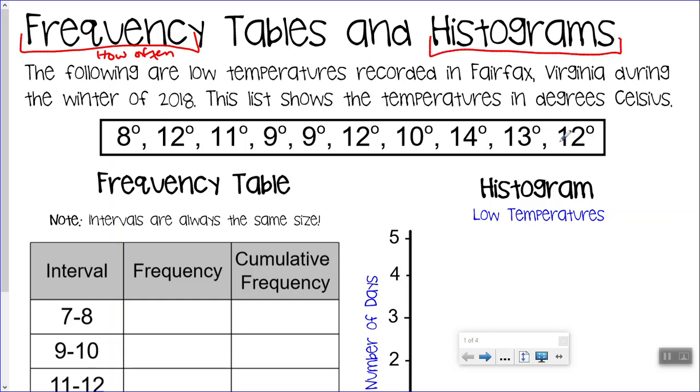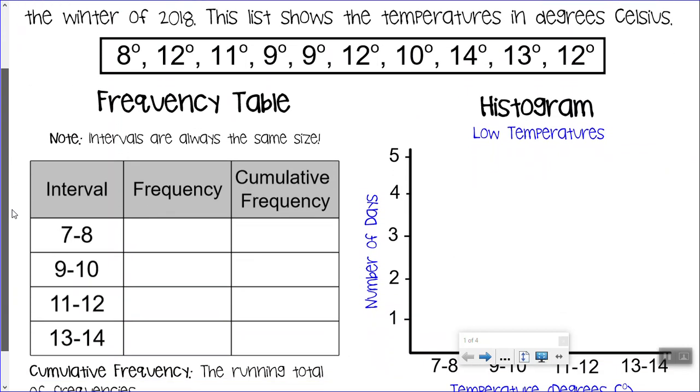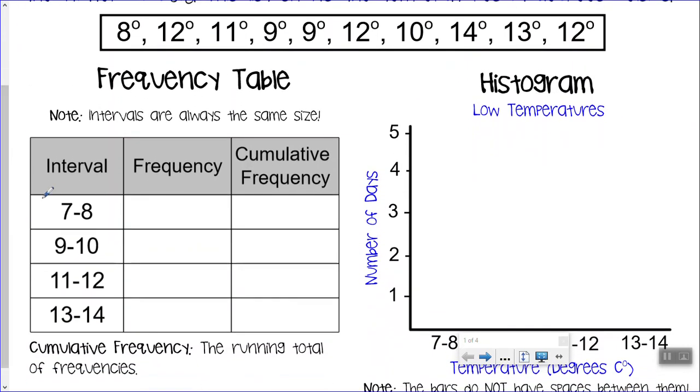So below we have temperatures from Fairfax in the winter of 2018. And we're going to start by creating our frequency table. So over here I have intervals. You'll notice they're all the same width. So there's a 1 unit gap, 1 unit gap, 1 unit gap, 1 unit gap. And I'm going to look at my data and see which values fall in which intervals.